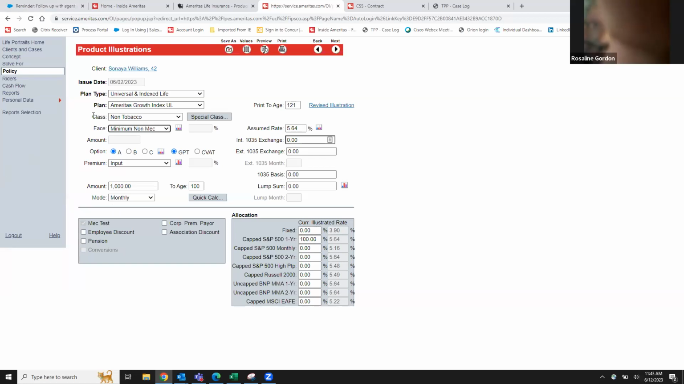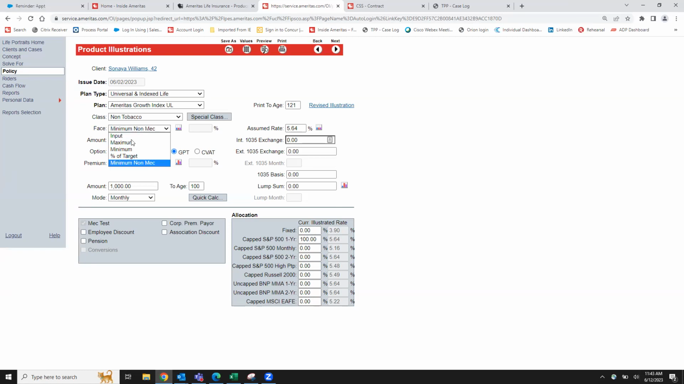Yes. Okay. Now you'll notice under our face drop down, you can do input, maximum, minimum, percent of target, or minimum non-MEC. Minimum non-MEC is a very popular starting point for a death benefit because what the software is going to do is give her the minimum death benefit for the given amount of premium that you input.